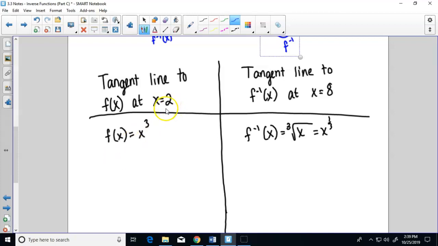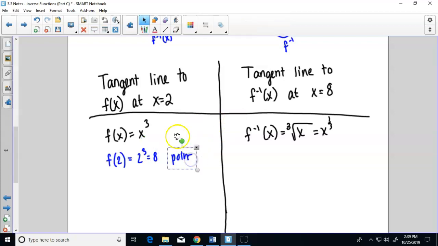2 is your x coordinate. How do you find the y coordinate that goes with it? Okay, you're going to plug it in. So you just plug it into the original equation. So f of 2 equals 2 to the third, which is 8, which we've already done, right? So the point of tangency that you have here is going to be (2, 8). Because for your point, you've got to have an x and a y coordinate. So the x will be given to you. The y you're going to find just by plugging in.